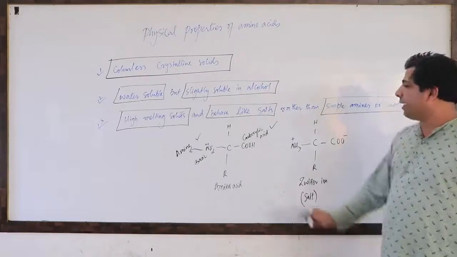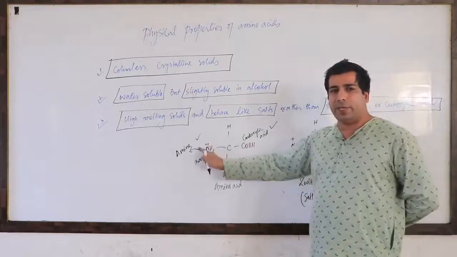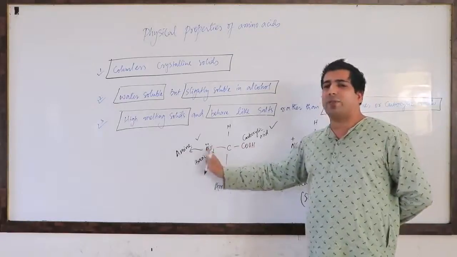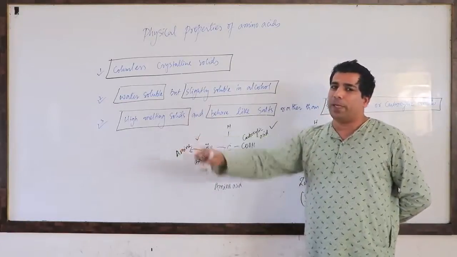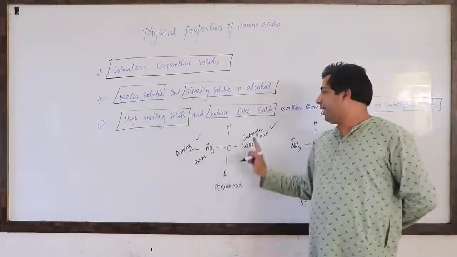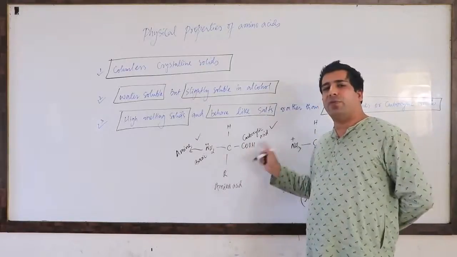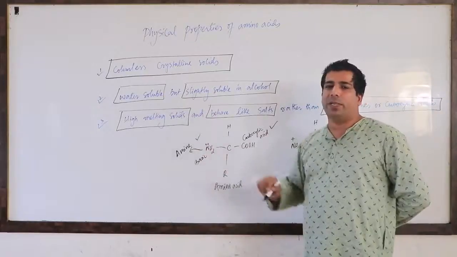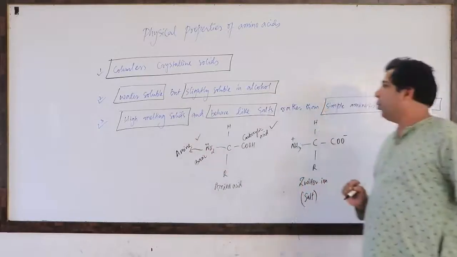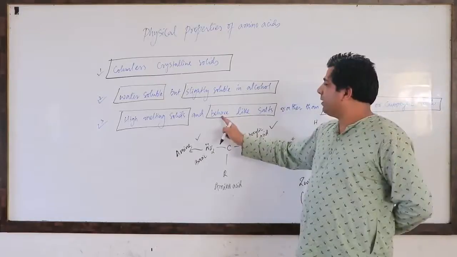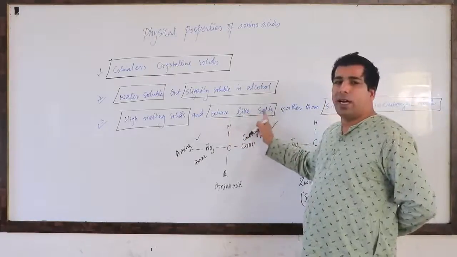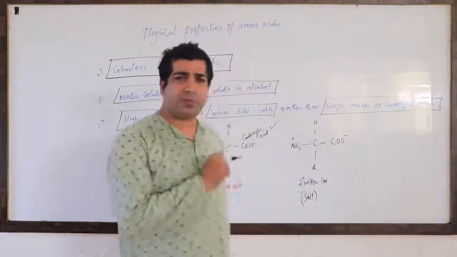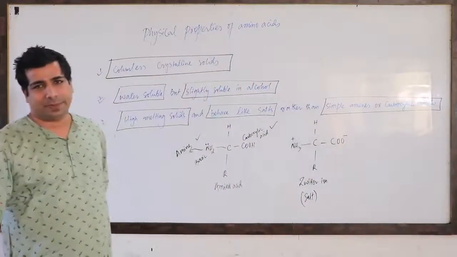Because it has both an acidic group and a basic group. The acidic group can react with the basic group and the basic group can react with the acidic group. The point here is that when the acidic group reacts with a base to form a salt, and when the basic group reacts with an acid, it will also form a salt. So overall, your amino acids will behave like salts. I hope you have understood these physical properties of amino acids.